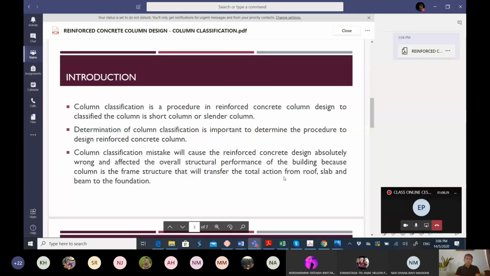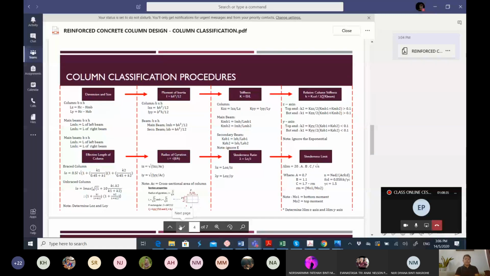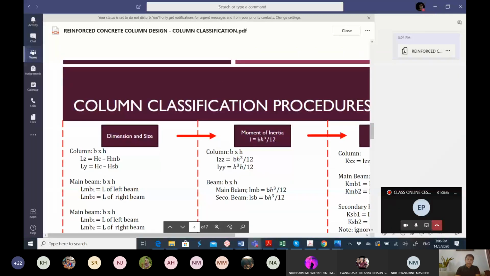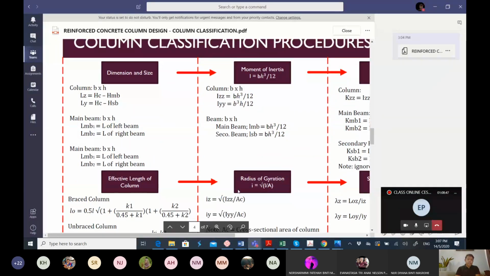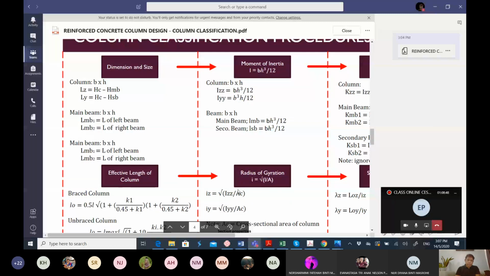Okay, so we will go through it one by one. The first one is the dimension and size. For the dimension and size, we have to know the dimension of the column, B times H. LZ is the clear height. The clear height is equal to the height of the column minus the height of the main beam, meaning the beam at your main direction.